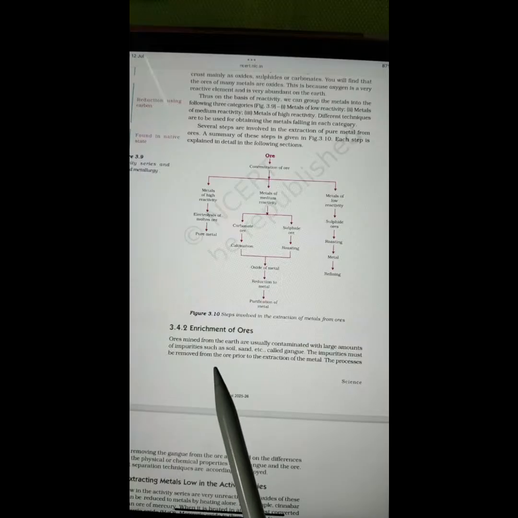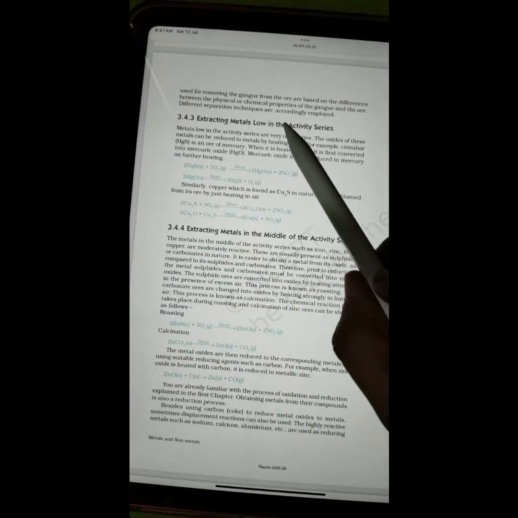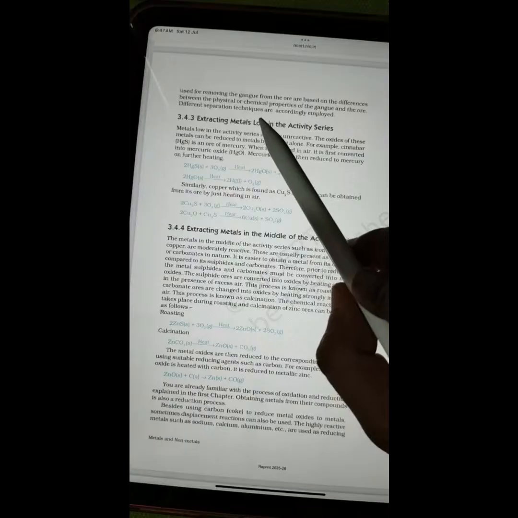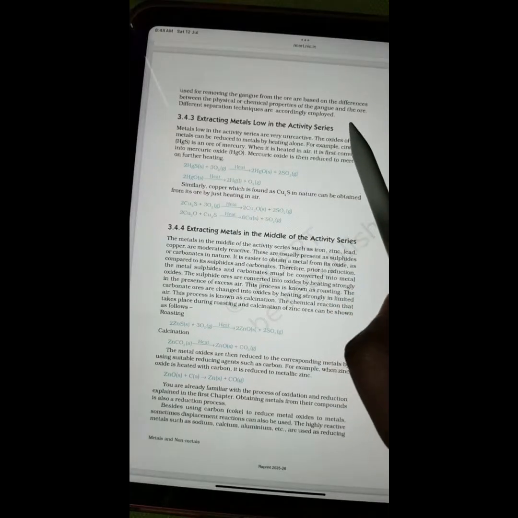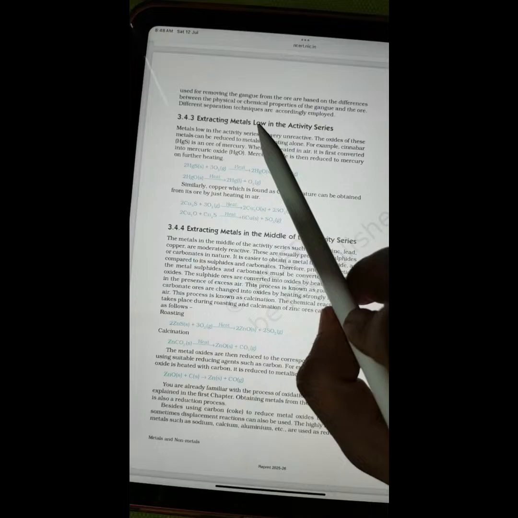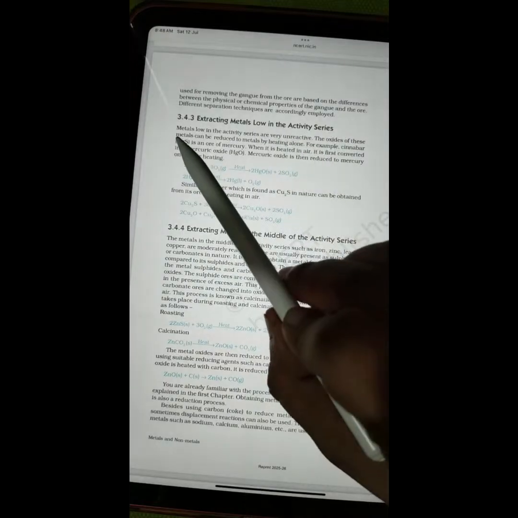3.4.2 Enrichment of ores. Ores mined from the earth are usually contaminated with large amounts of impurities such as soil, sand, etc., called gangue. The impurities must be removed from the ore prior to the extraction of the metal. The processes used for removing the gangue from the ore are based on the differences between the physical or chemical properties of the gangue and the ore. Different separation techniques are accordingly employed.